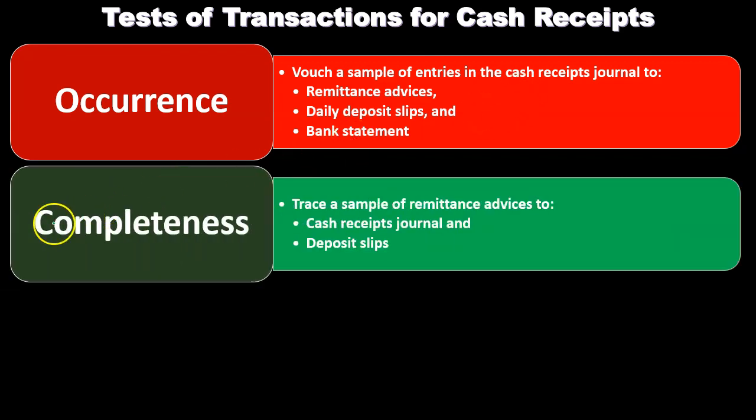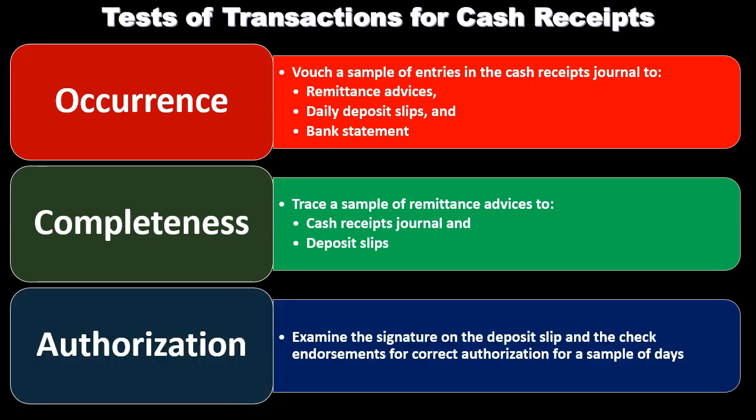Then we have completeness, which goes basically the other way. Now we're looking for items that could have happened that didn't get reported in the end results on the financial statements. We would think of something like a cash receipt not being included when it should have been. Trace a sample of remittance advices to the cash receipts journal and deposit slips.